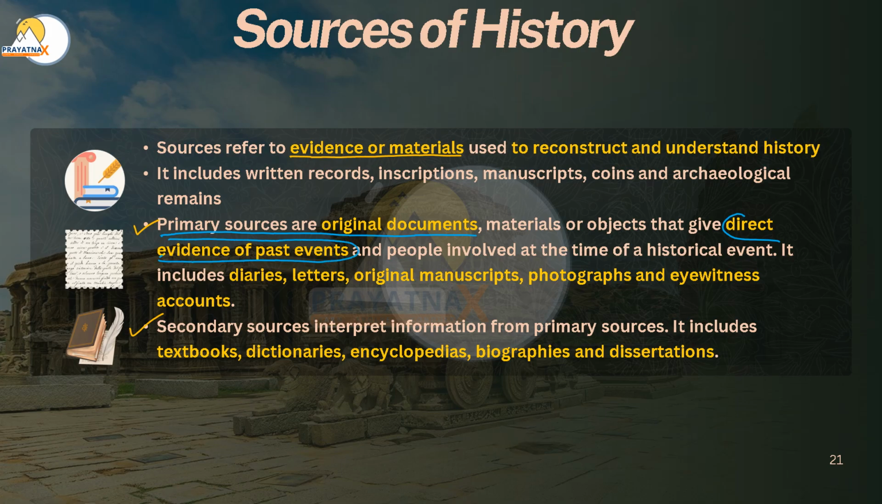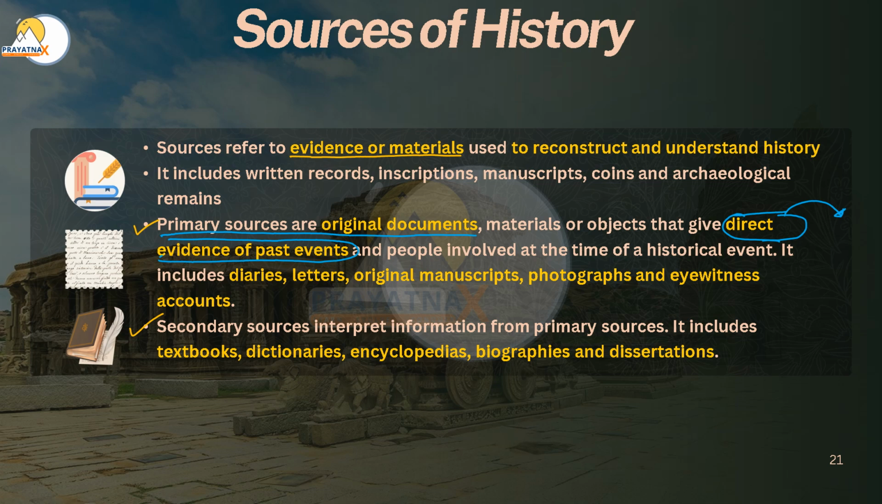This basically means it includes the first-hand accounts of historians at that time, or the people who actually wrote or recorded the events that happened. Now, this may include diaries, letters, manuscripts, photographs, and eyewitness accounts.